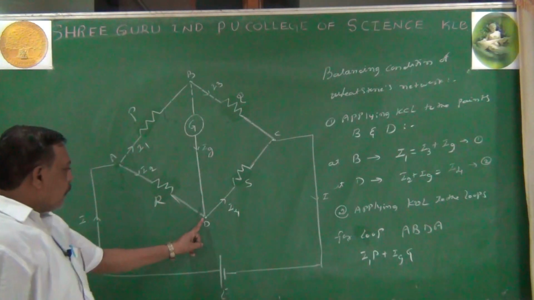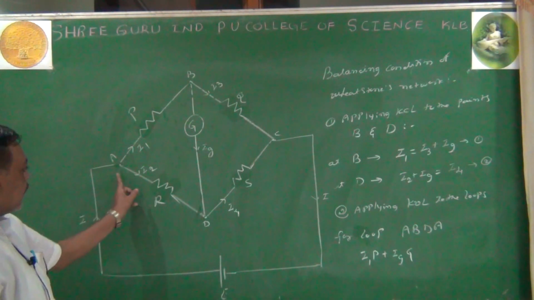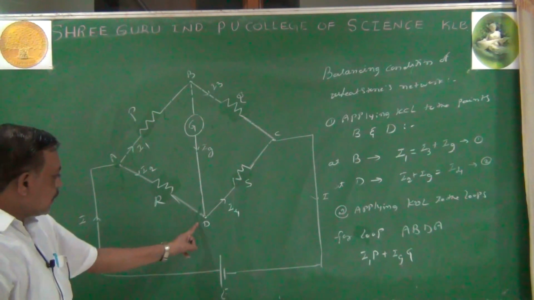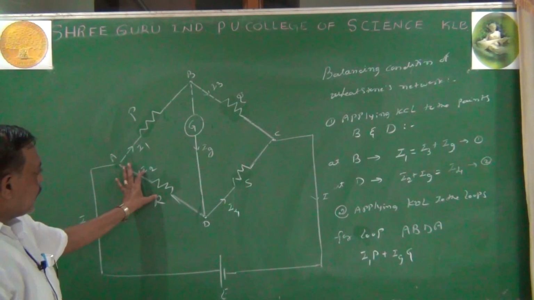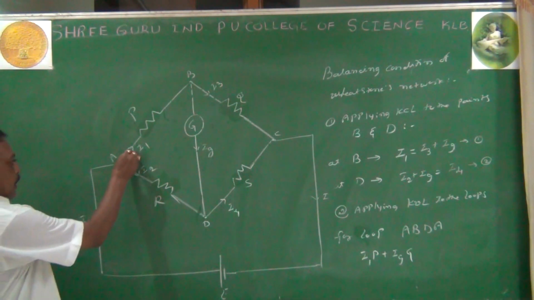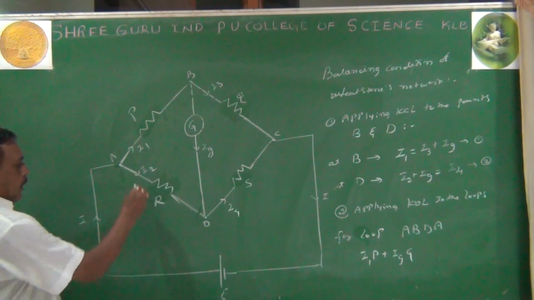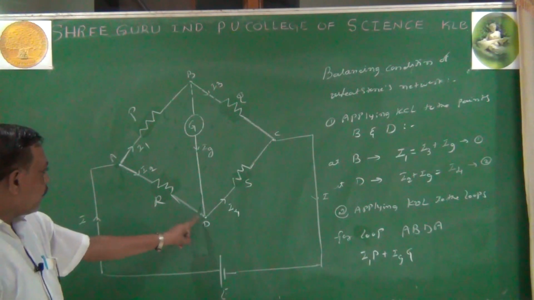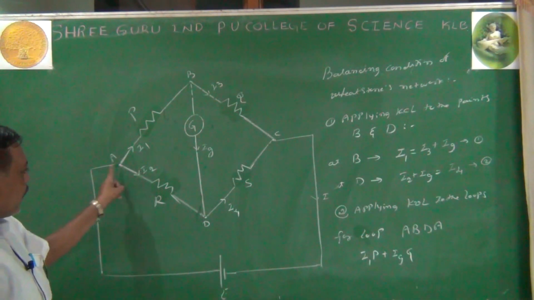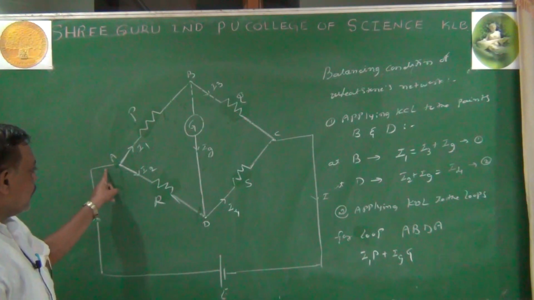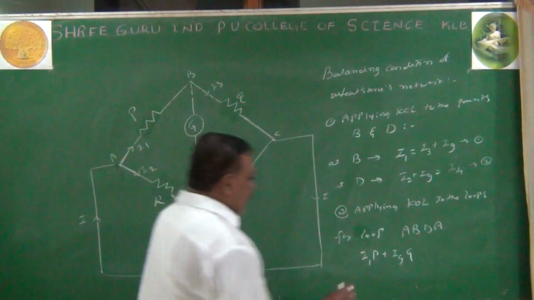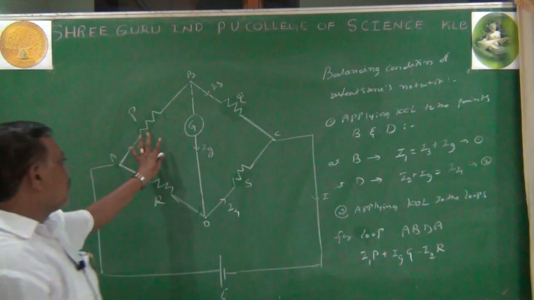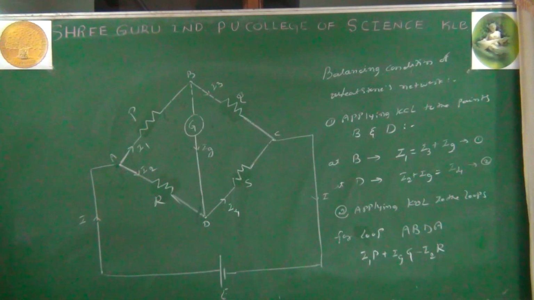When I trace the path from D to A, I am moving from D to A, but the current is approaching against the traverse. Hence, the IR product is taken as negative. So it means that while moving in a loop, if the current is opposite to the direction of your traverse, then the IR product is taken as negative. I am tracing the path from D to A, so the current is moving against the tracing path D to A. Hence, the IR product is taken as negative. Here, negative, minus I2 into R. Now this is our IR product for the loop ABDA.